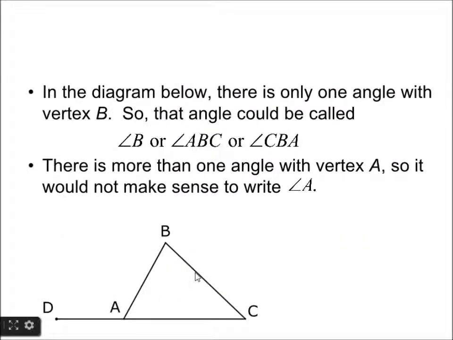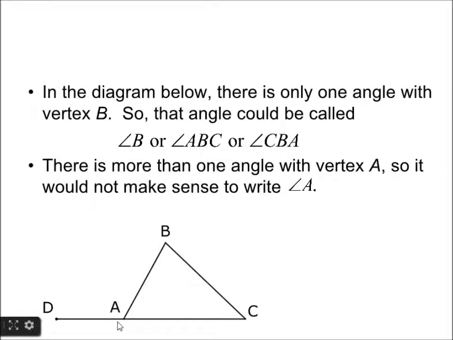In the diagram below, there is only one angle with vertex B. So that angle could be called angle B, angle ABC, or CBA, with B always in the middle.